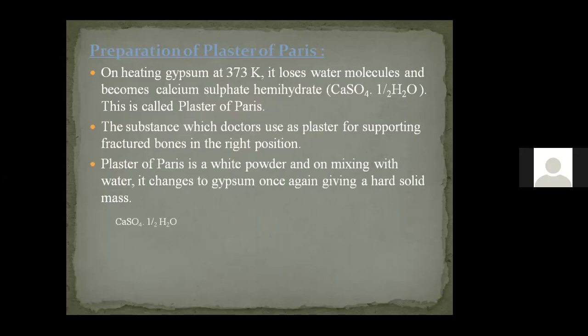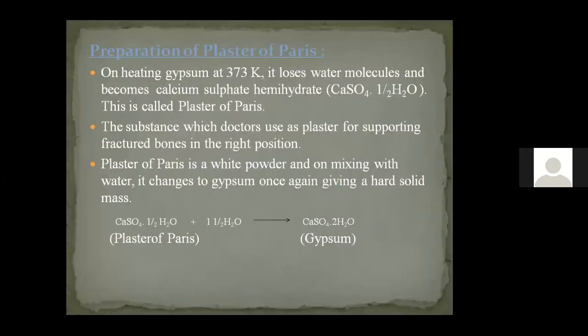Before that, we'll see the reaction. It is a reverse reaction. Actually, how we prepare it: the calcium sulfate dihydrate will be taken on the reactant side and we heat it to a temperature of 373 Kelvin. When we heat it, it will convert into plaster of Paris, and 1.5 molecules of water will be liberated. This will be used by the doctors for supporting the fractured bone in the right position. And plaster of Paris is a white powder.